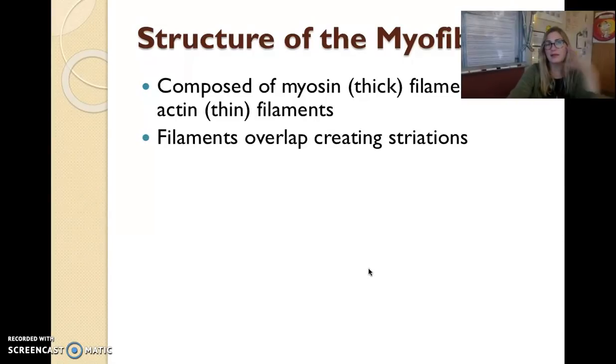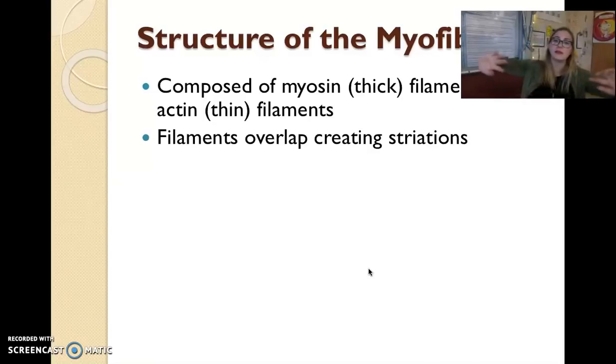The myofibril, which once again, many myofibrils inside of one muscle fiber, is composed of two main filaments that we're going to be talking about. We have myosin, which is thick, and we have actin, which is thin. You guys need to know the difference. You guys need to know what they look like and what both of those do. So myosin is thicker, actin is thinner. I think about myosin as a bigger word, so it's thicker. Actin is smaller, so it's thinner.